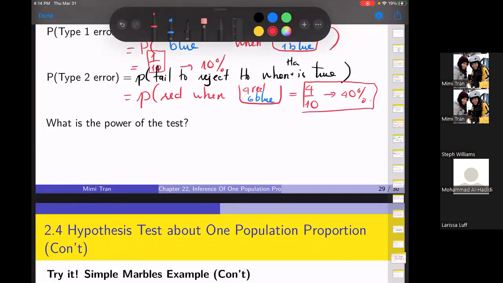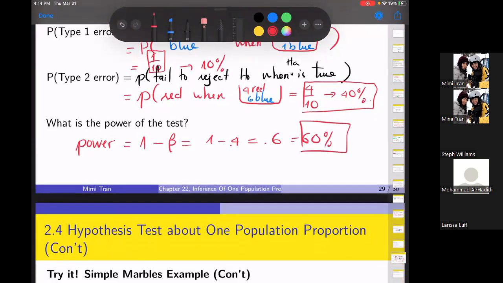So what is the power? Yeah, 1 minus beta. So 1 minus 0.4, which is 0.6, or 60%. So your power is 60%, right? Now it is smaller than I want it to be.